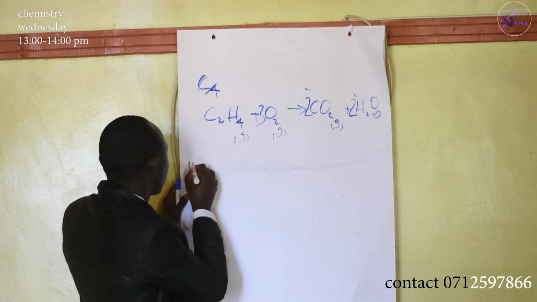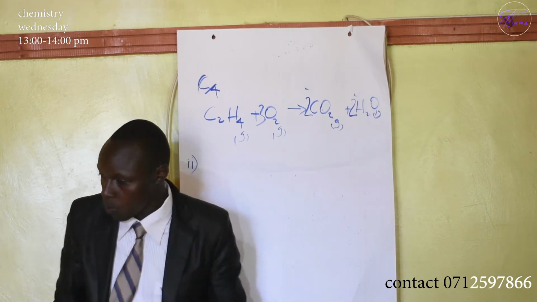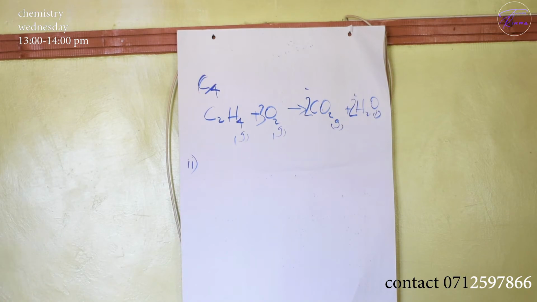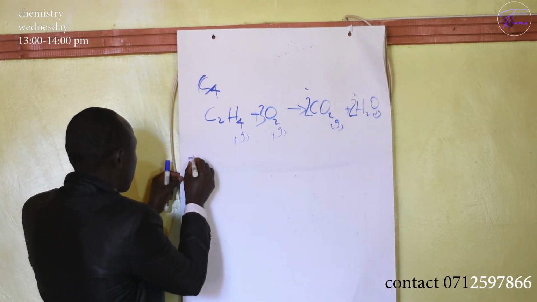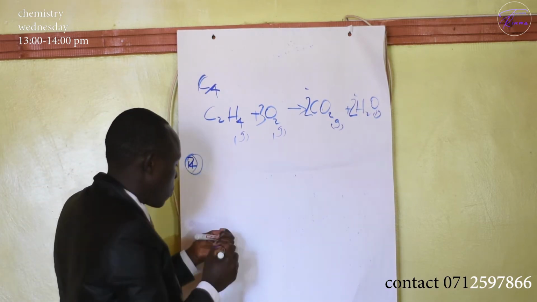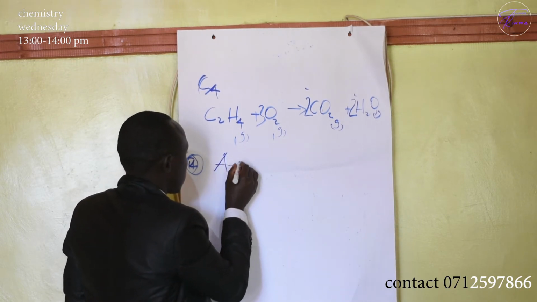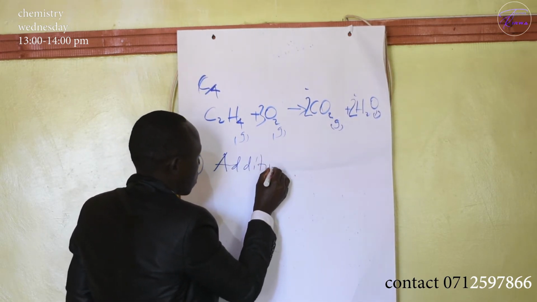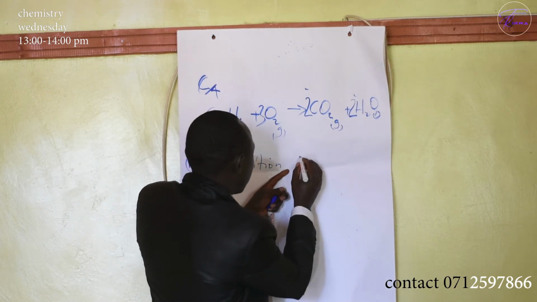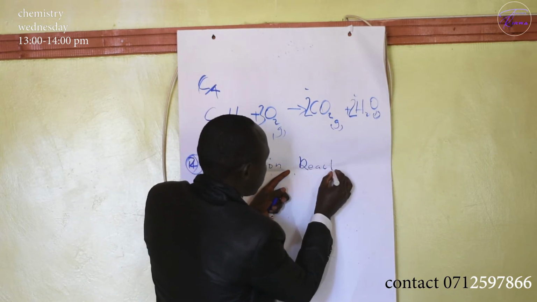Number 2, so one was combustion. Let me check my numbering. That was number 1. So number 2 is addition reactions.